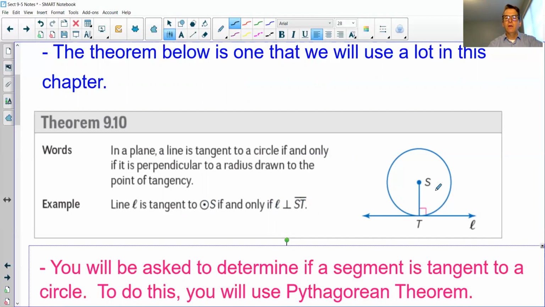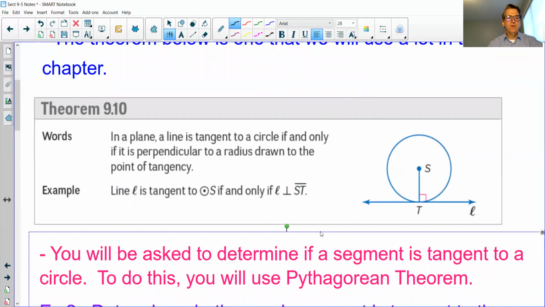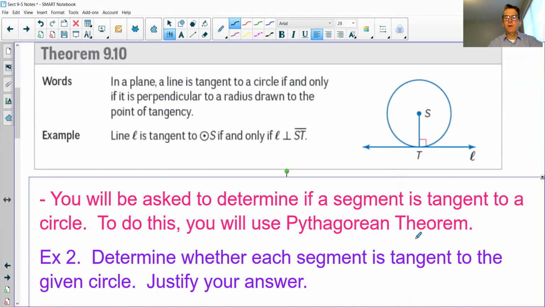Okay, so line L, which is this line right here, is tangent to circle S if and only if line L is perpendicular to ST. Take a good solid look at that. Let's do a couple of these problems quickly. You will be asked to determine if a segment is tangent to a circle. So they'll ask you, is it tangent to the circle? Here we're going to use the Pythagorean theorem.